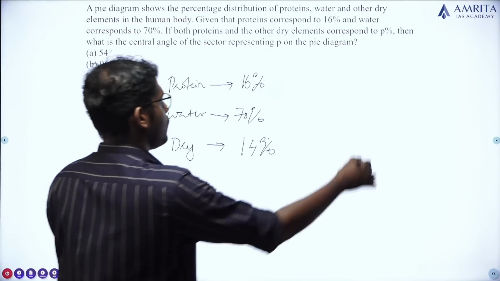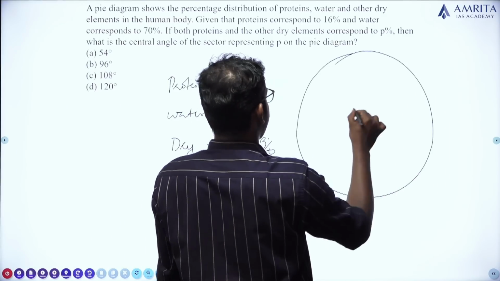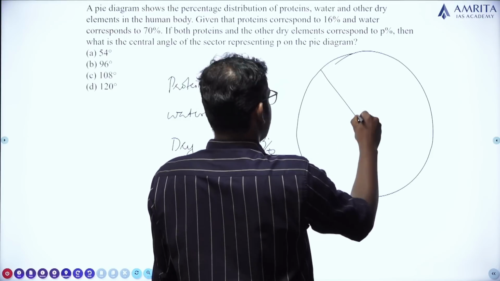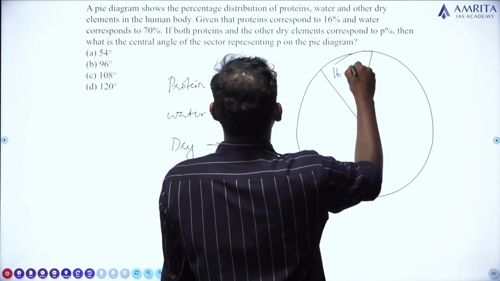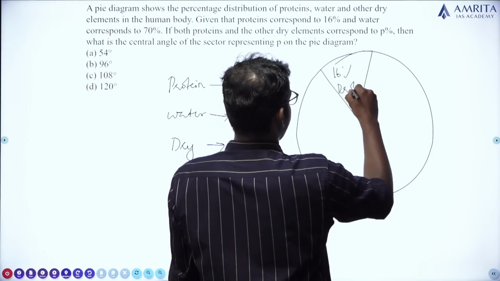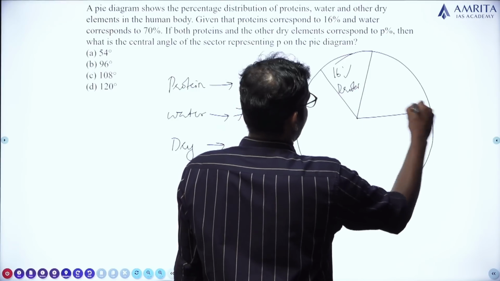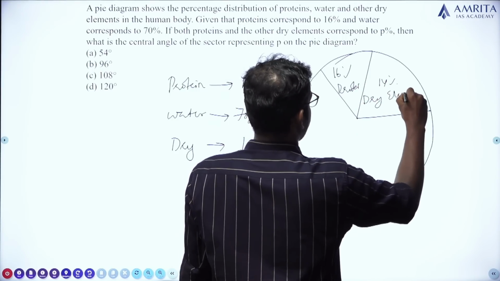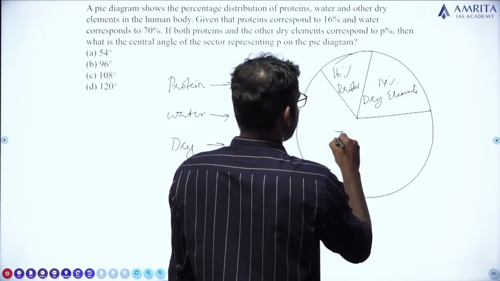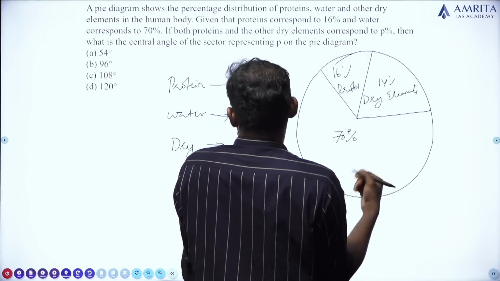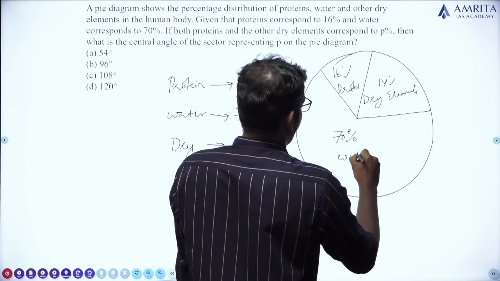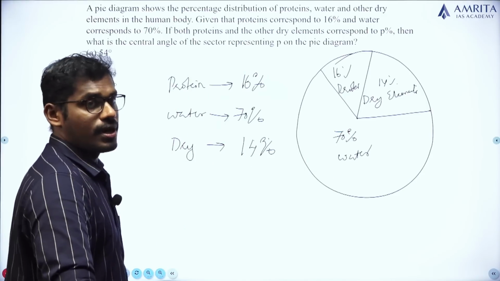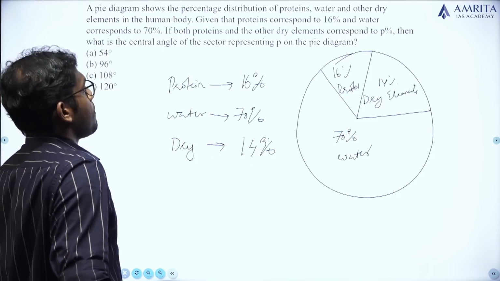Okay. So if we draw a diagram, 16% constitute protein, 14% constitute dry elements, and the remaining 70% constitute the water.